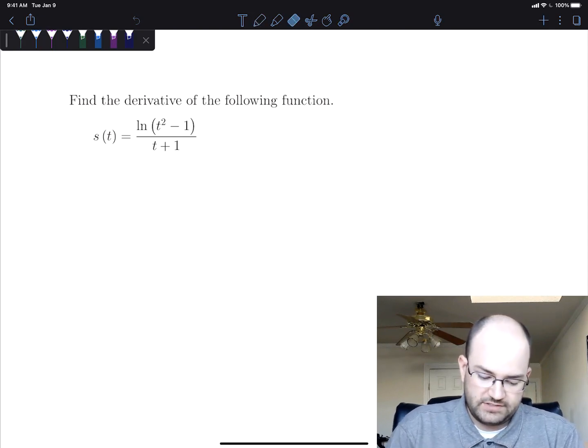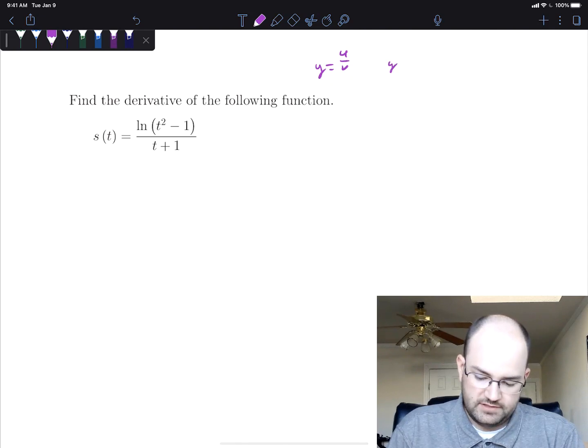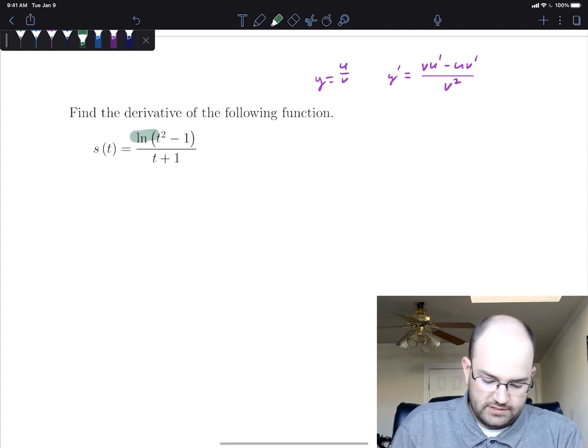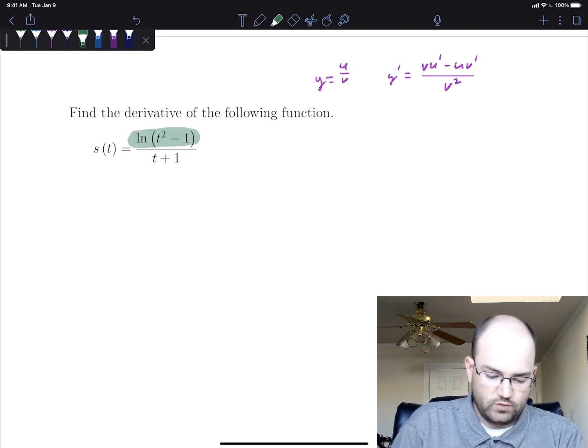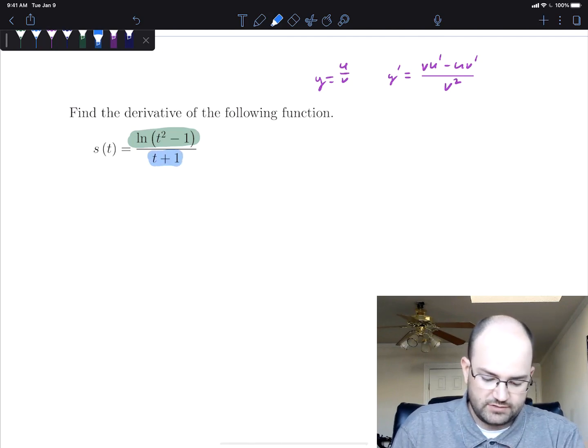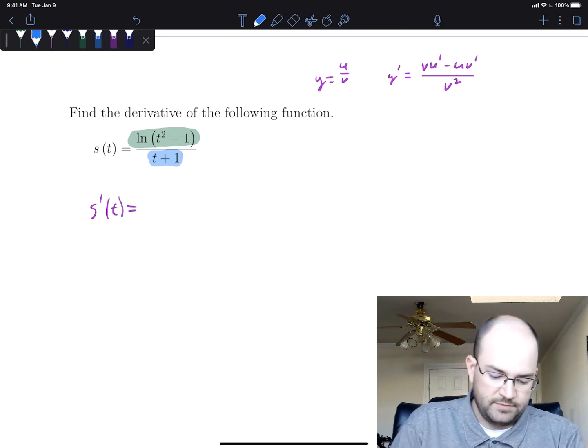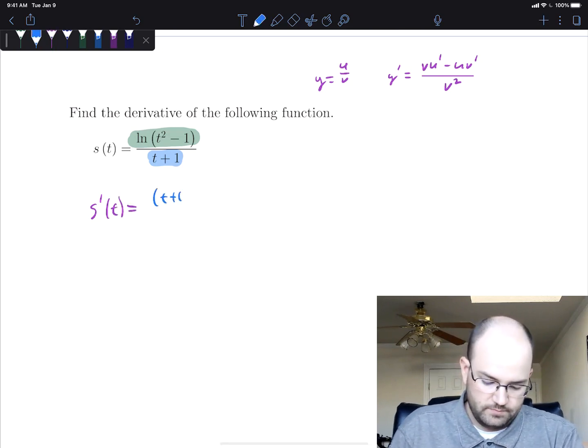Now, the quotient property says that y equals u over v is going to tell me that y prime is (v u prime minus u v prime) all over v squared. Okay, so the numerator here is the natural log of t squared minus 1, and the denominator is t plus 1.